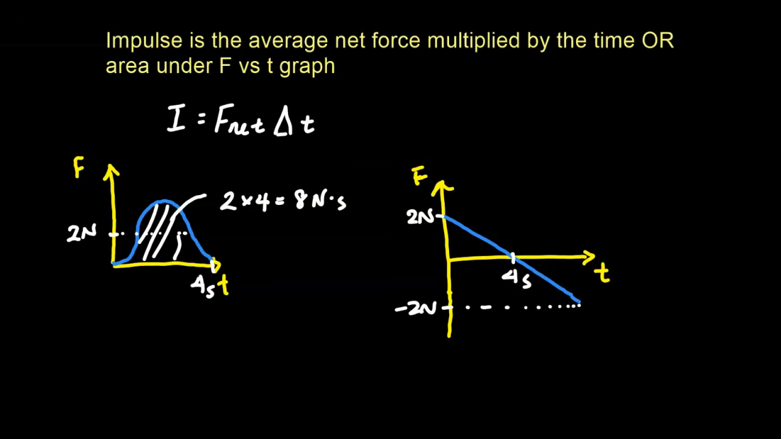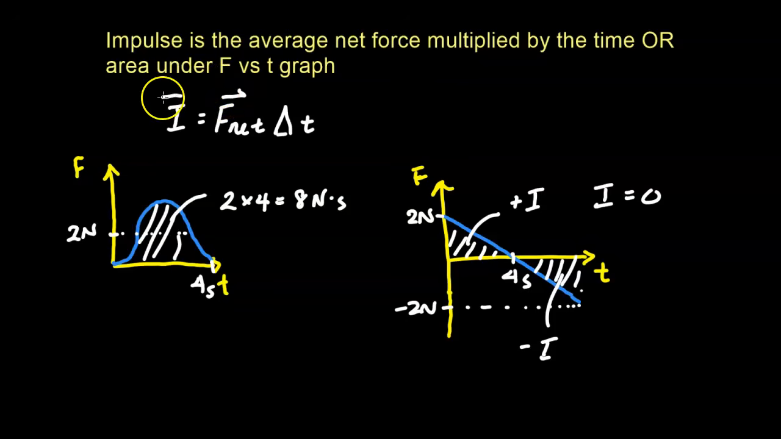If on your graph you have both a positive force and a negative force on the force versus time graph, then we need to take into account that there's going to be a positive and a negative area. So here we're going to have a positive impulse, and here we're going to have a negative impulse. In this situation, the areas are the same, so the impulse on the system is going to be 0 because it's going to cancel out. Remember that impulse is also a vector because net force is a vector.